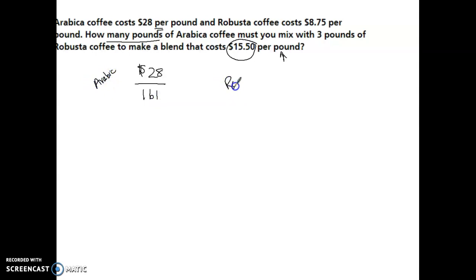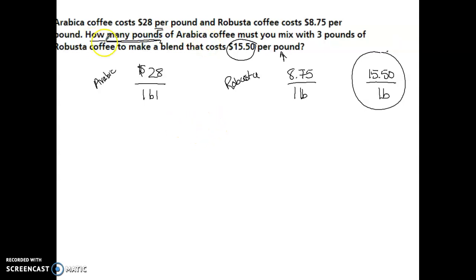That means the Robusta coffee is going to be $8.75 for 1 pound. They want a coffee blend that costs $15.50 for 1 pound. Okay, so this is what we're looking for over here. All right, so let's go back and see what we're going to let our variables equal. How many pounds of Arabic coffee must you mix with 3 pounds of Robusta? This, again, tells me what I'm going to use.